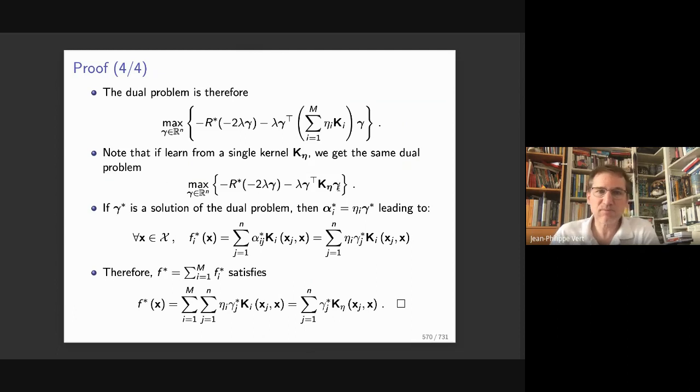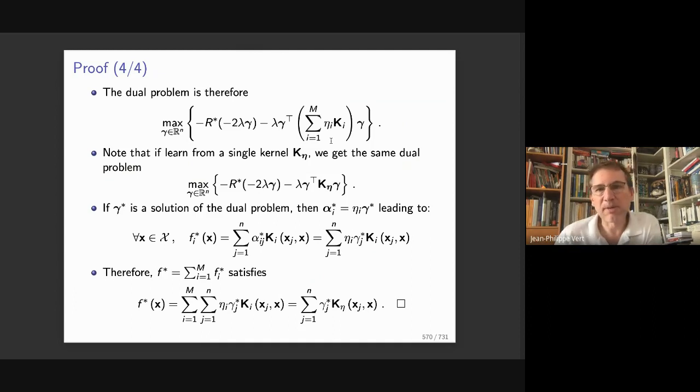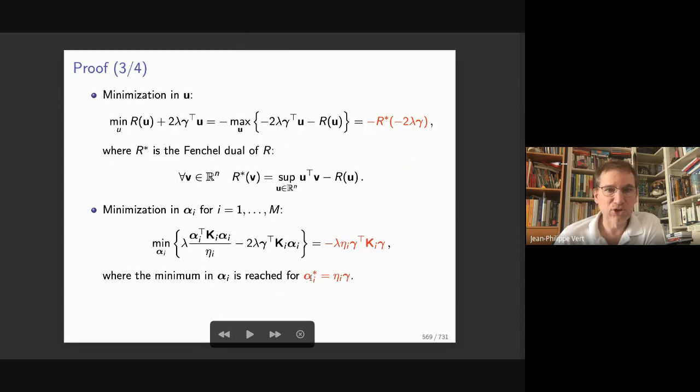Right? So the question is, from the gamma you get, for example, let's go back to our problem where we have the sum for i equal 1 to n. Once you solve the dual problem and you get the gamma, let's call it gamma star, then we know from the analysis of the Lagrange dual problem that you recover the alpha i's by the equation alpha i star is equal to eta i times gamma star.